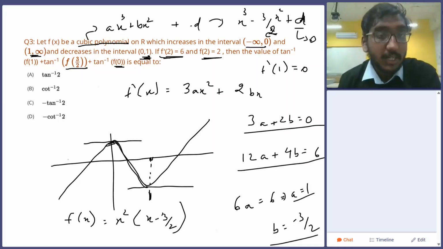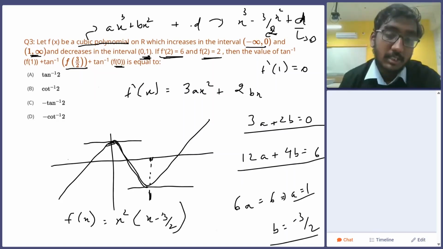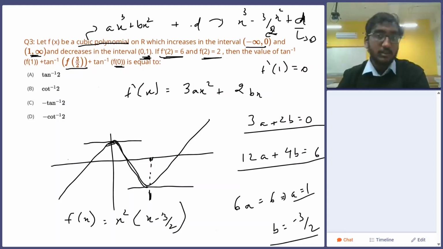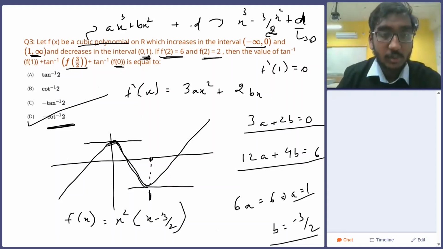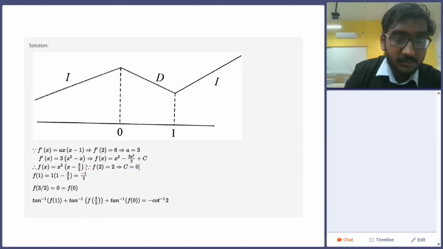So what will be tan inverse of f(1)? The value of the function at x equal to 1 will be 1 times negative half, that is minus 1 by 2. What is tan inverse of minus 1 by 2? That will be the same as minus tan inverse 1 by 2, and that will be the same as minus cot inverse 2. That is option D. Yes. So we will move to the next question. They have used some other method, but the answer is the same.